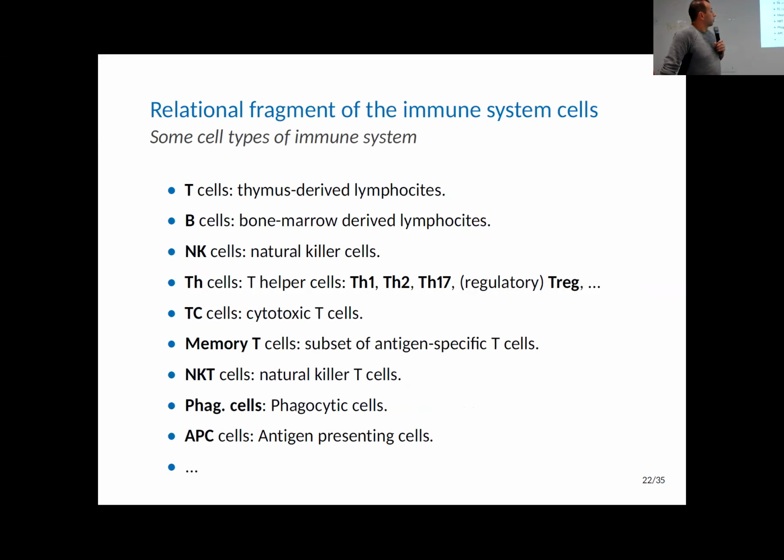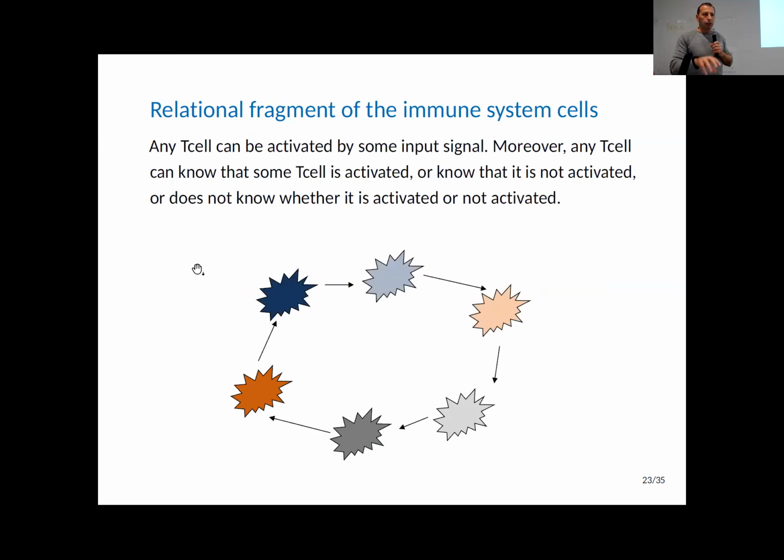So we are concentrated on, as I said, a special type of cells, which are T cells, like helper cells. But even those tiny minor parts have lots of variations, and here is given just a small part of it. And each cell can have its state, so it can be activated. It can be activated by an input signal from another cell, and moreover, it can be aware of the state of other cells or itself.